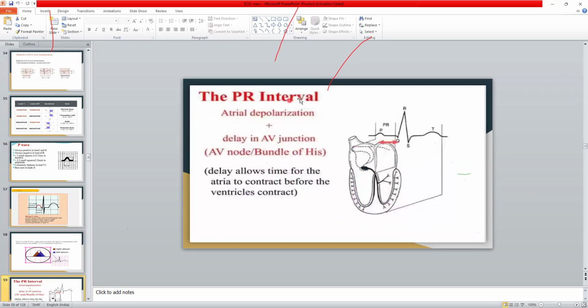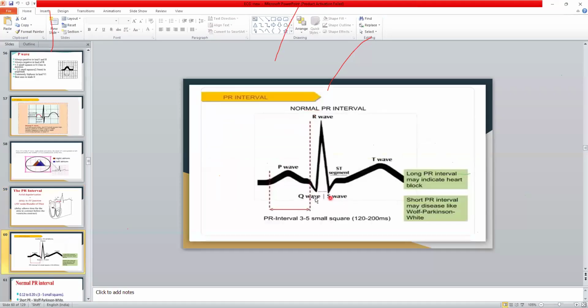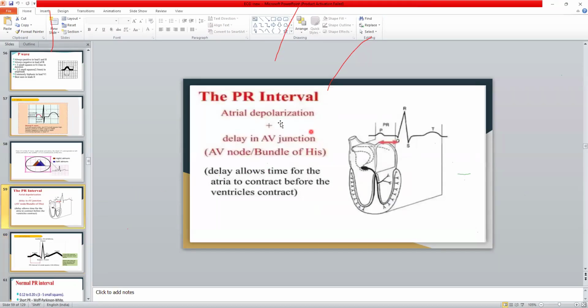Now coming to the PR interval, it is the atrial depolarization plus the delay in the AV junction. See, this is the PR interval, from the beginning of the P wave to the beginning of the QRS complex. So this is the PR interval. This is the atrial depolarization plus delay in the AV junction.